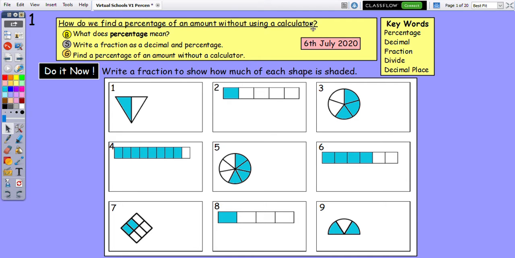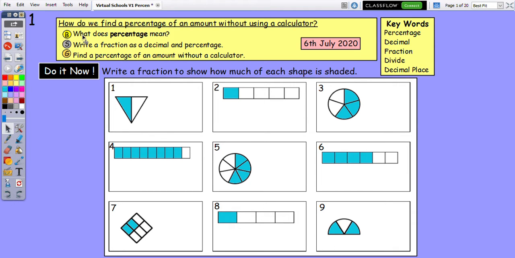Hello and welcome to a mathematics lesson on finding a percentage of an amount without using a calculator. As you can see, there is a do now on the board. I'd like you to attempt the do now while I explain the three outcomes.